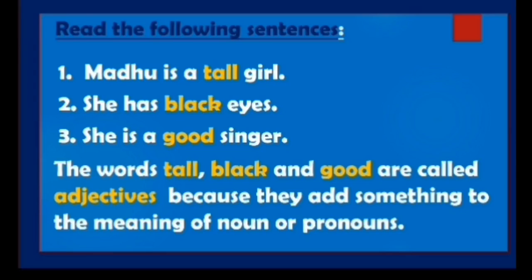The word tall here describes the appearance of the girl. It says that the girl is tall. The girl appears tall. The word black describes the color of the eyes, and the word good describes the quality of the singer. So the words tall, black and good are called adjectives because they add something to the meaning of the noun or a pronoun, or they describe the noun or a pronoun.